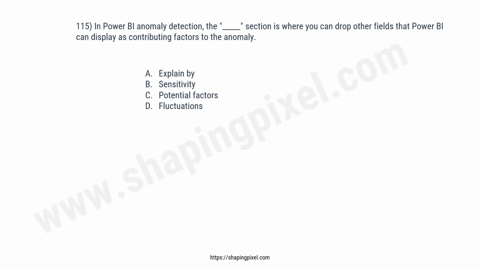Question number 115. In Power BI anomaly detection, the dash section is where you can drop other fields that Power BI can display as contributing factors to the anomaly. And we have four options: explain by, sensitivity, potential factors, fluctuations. So the right answer here is option A, explain by.